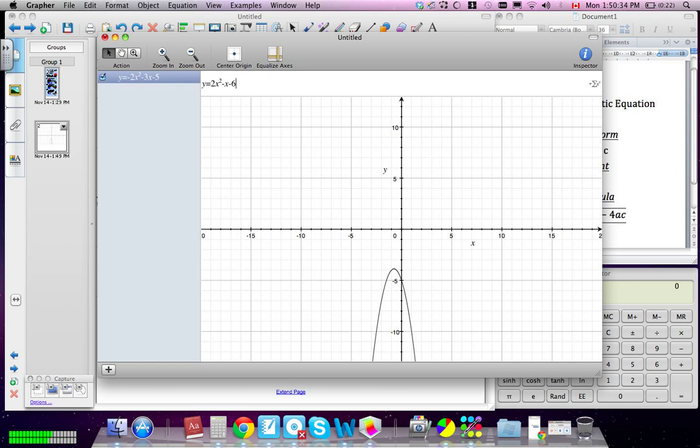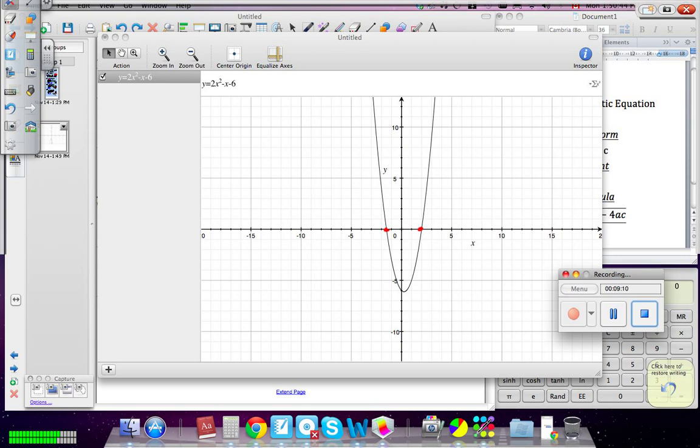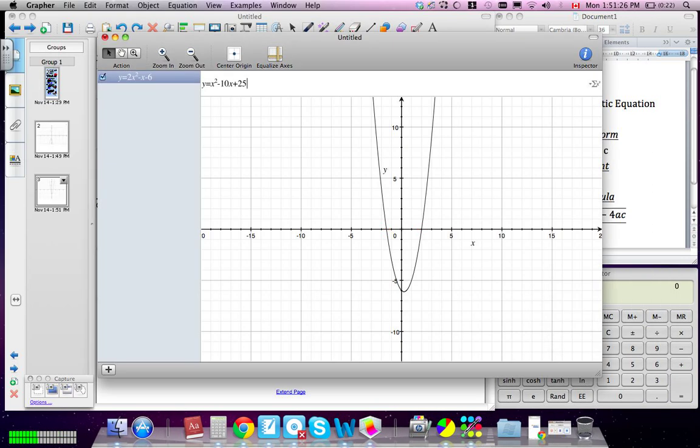All right, last equation. We said it had 1 root. We check it out, and the root is at x equals 5, it looks like. So this is where the vertex is just touching the x-axis.